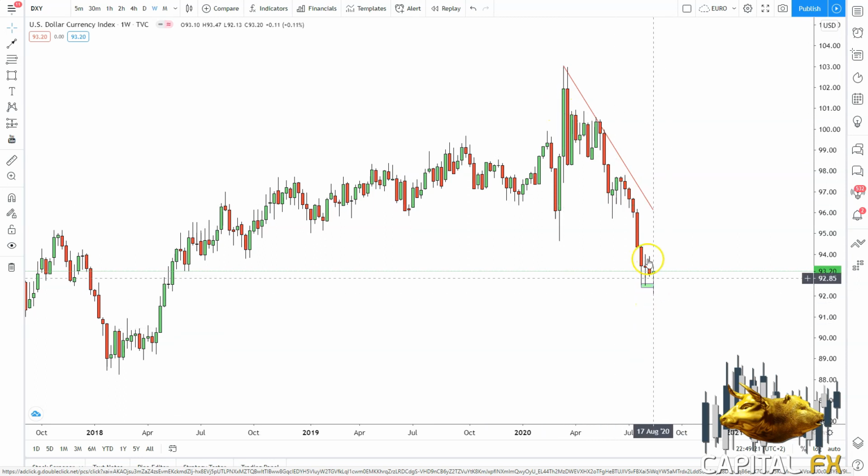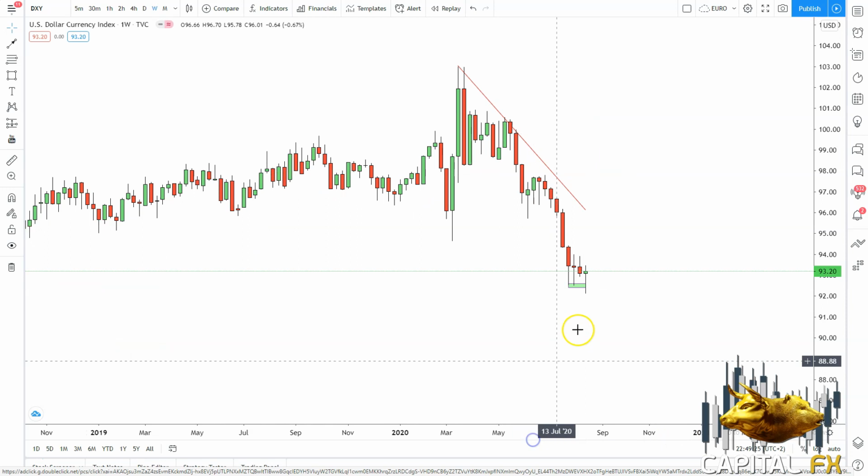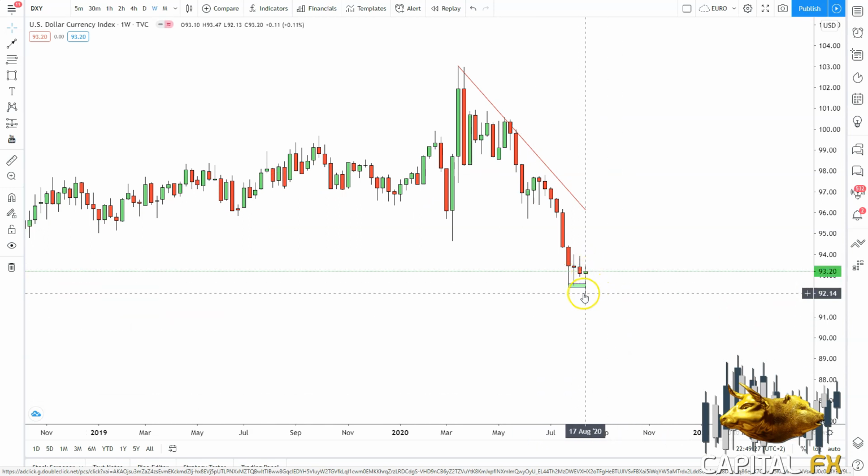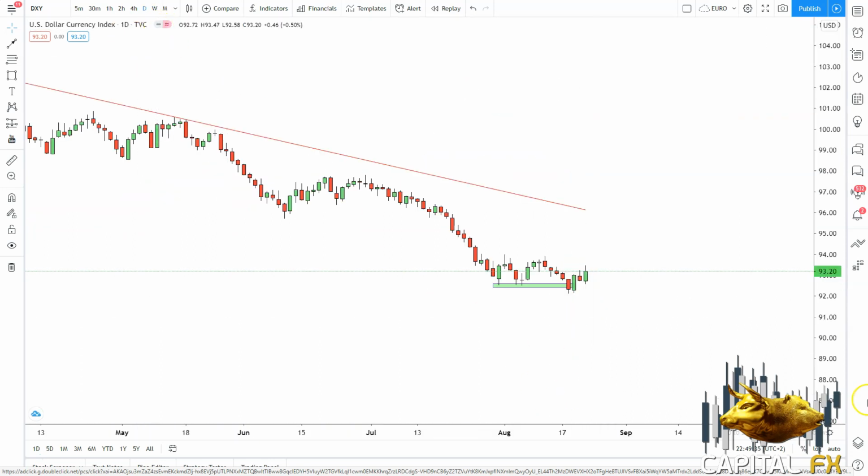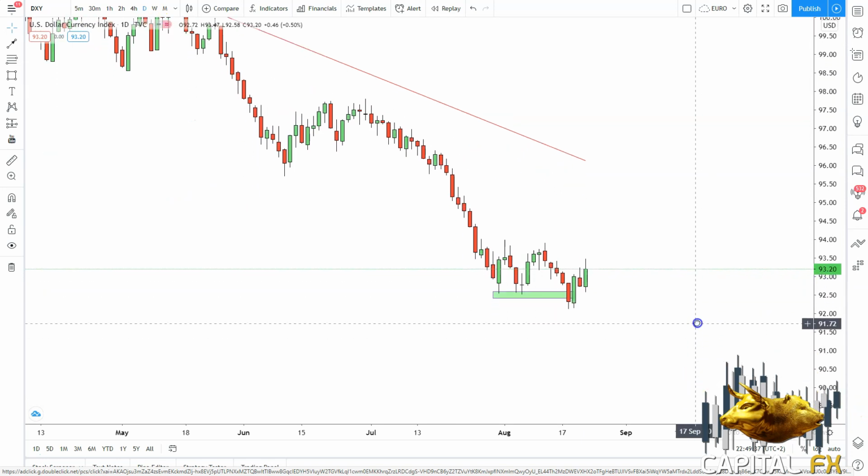So, firstly, on the weekly, this is how last week ended. It ended off on a nice weekly hammer candle here, having had 1 to 2 weeks of price rejection. So I'm gonna go to the daily time frame now. Daily time frame, it looks much better here.